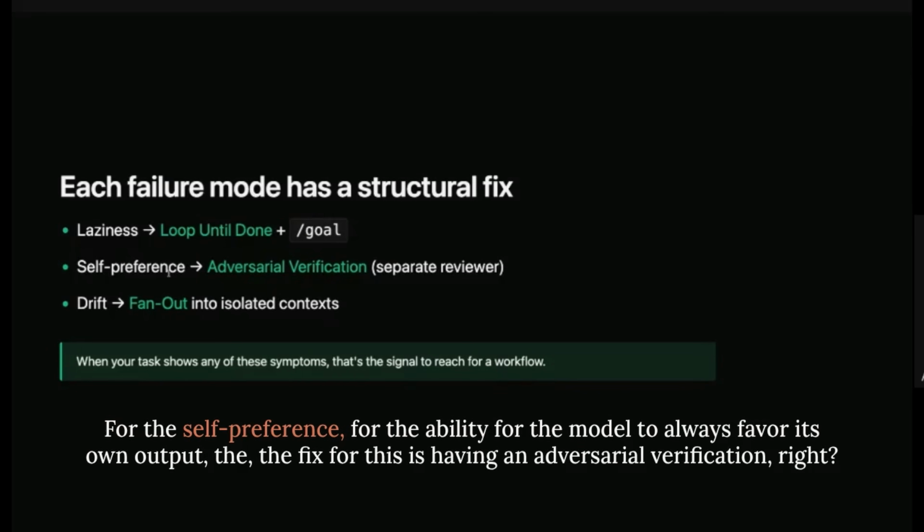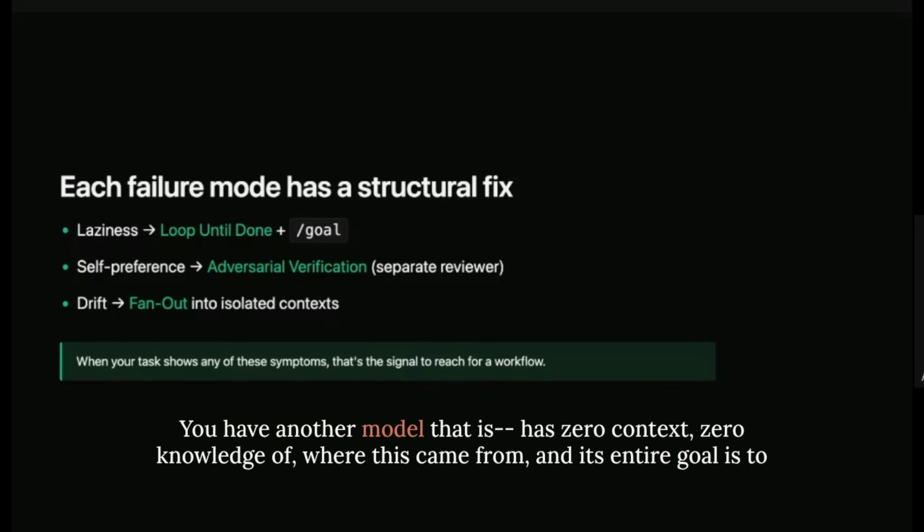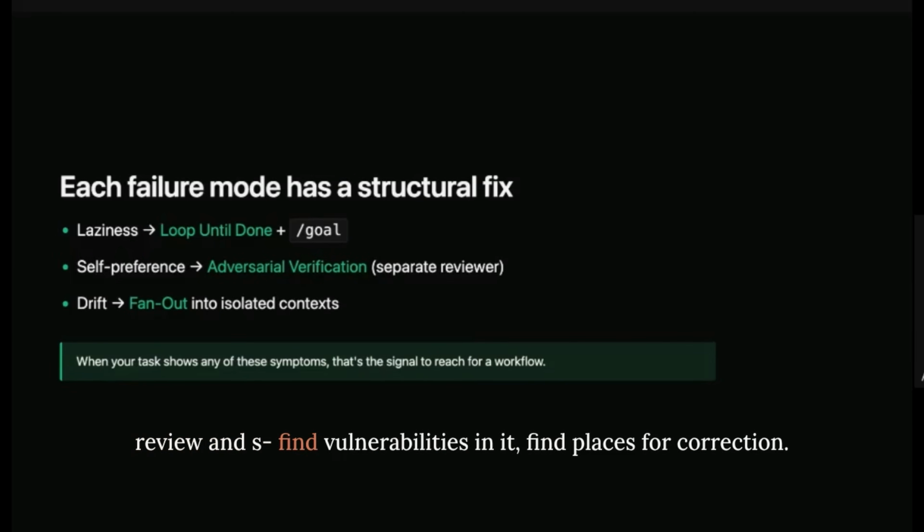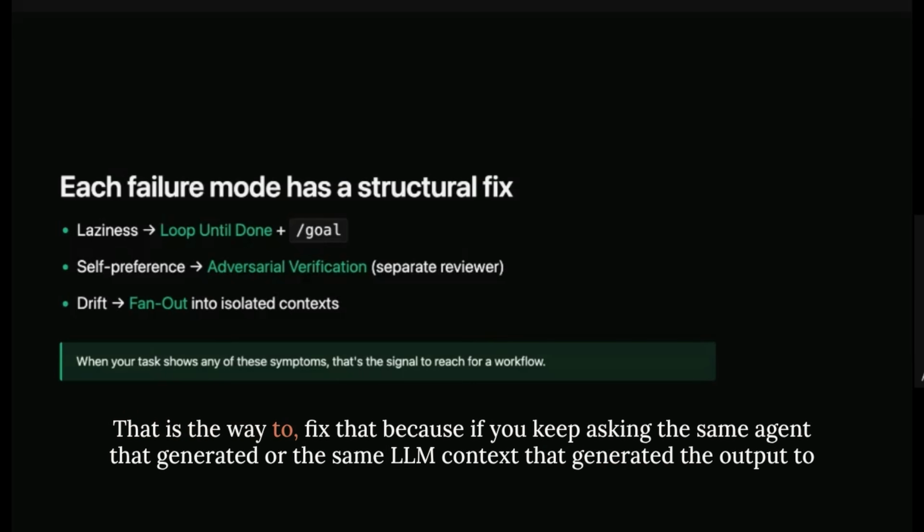For the self-preference, for the ability for the model to always favor its own output, the fix for this is having an adversarial verification, right? You have another model that has zero context, zero knowledge of where this came from. And its entire goal is to review and find vulnerabilities in it, find places for correction. That is the way to fix that.